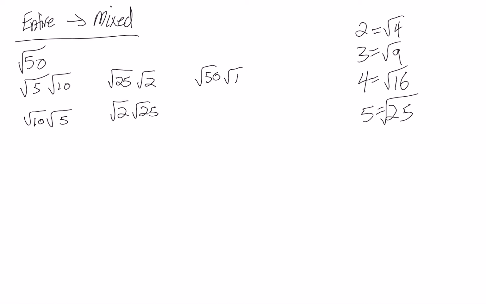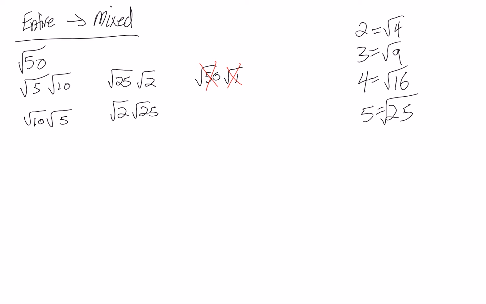So let's figure out which one we should use. We've got all these different combinations. Which one's going to be the best? First off, 50 and 1 would be a bad choice because the square root of 1 is 1. So we don't change anything. We just have 1 times root 50, which is right back to what we started with. So that isn't going to work.